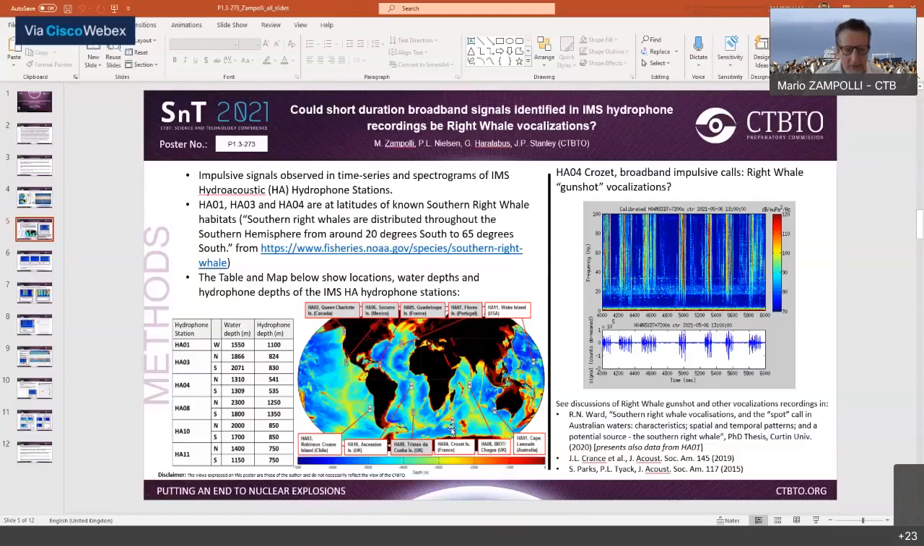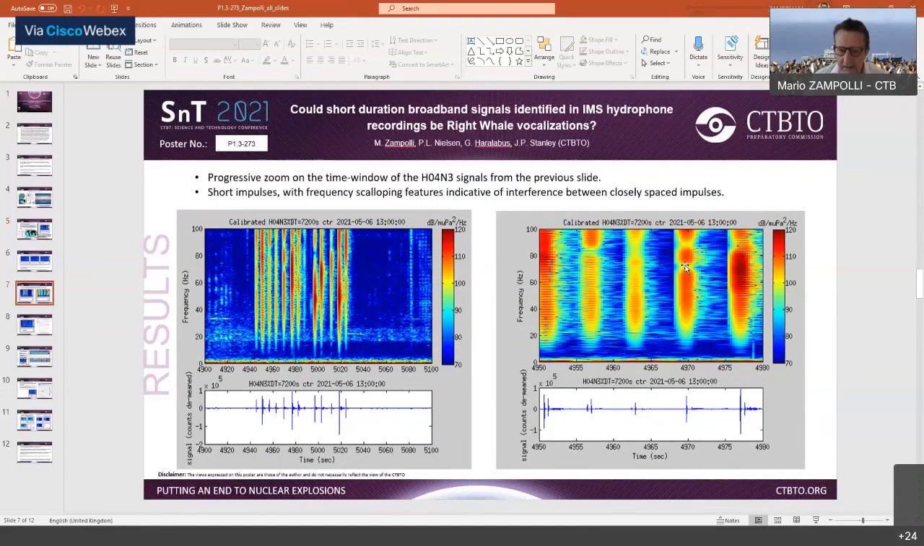This presentation is really just to throw a little stone in the pond and highlight that it could be interesting for researchers studying these types of whales to look extensively at the data records from our 6 hydrophone stations that are marked here in white on the world map. For example, the thesis by Ward from Australia, a PhD thesis from 2020, presents also data from H01, but here we can see this nice example from H04. And there are other sounds.